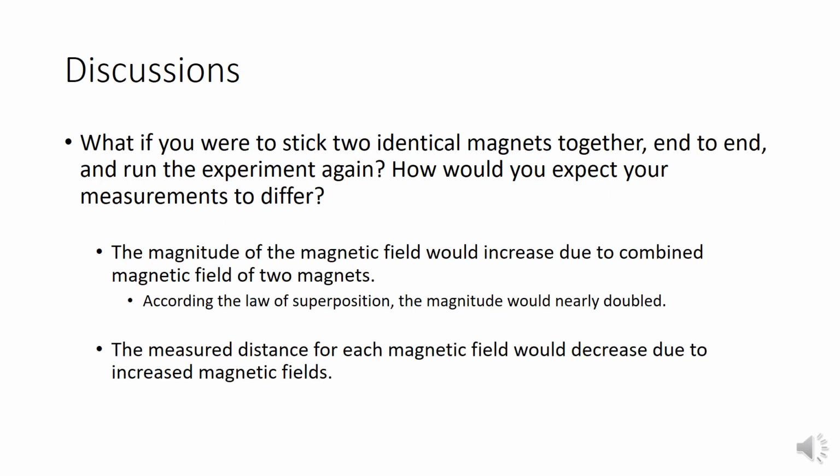The second question is, what if you were to stick two identical magnets together end to end and run the experiment again? How would you expect your measurement to differ? The magnitude of the magnetic field would increase due to the combined magnetic field of two magnets. Due to the law of superposition, I would expect the magnitude of the magnetic field to approximately double. And the measured distance for each magnet would decrease because the magnetic field has increased.